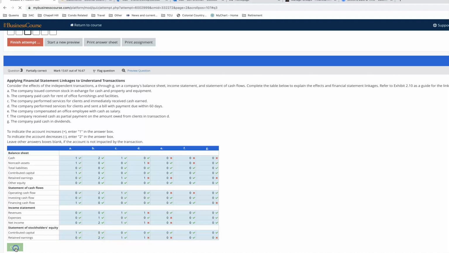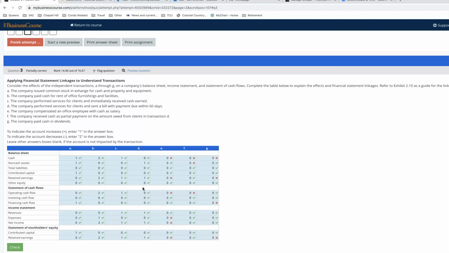Let's do a check, see if I missed anything. Again, I'm in good shape. Notice again, nothing changed in the statement of cash flow because even though I'm recording revenue, since I've performed the service, no cash has changed hands yet. Let's go to letter E.